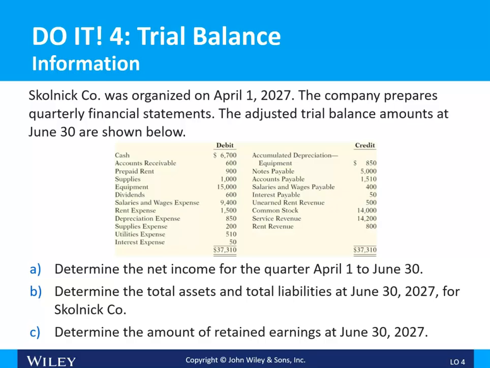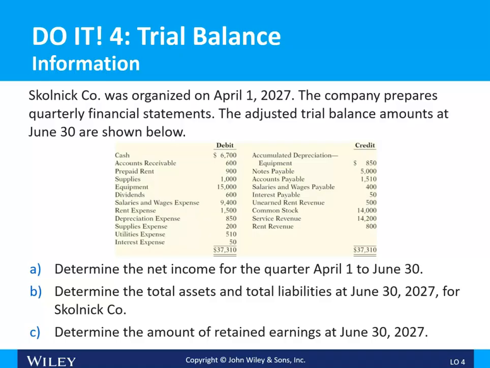So this company, and I'm not going to attempt to say the name of that company because I'll butcher it. It was organized on April 1st, 2027. The company prepares quarterly financial statements. The adjusted trial balance amounts at June 30th are as follows. So we have the adjusted trial balance amounts. We show this in two different columns. Instead of one listing with the debit and credit column, we show our debit balances in one column. We show our credit accounts in a separate one.